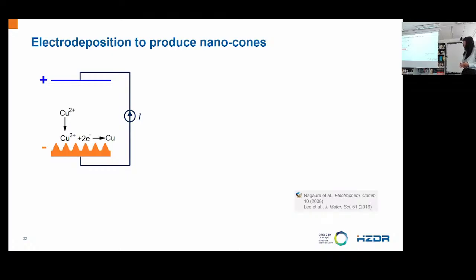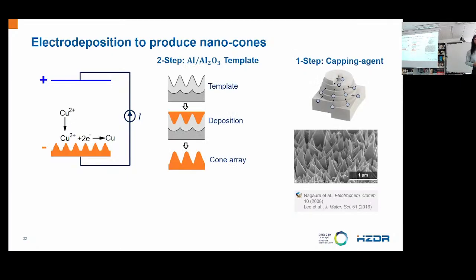So the key problem here is how to control the metal ions to deposit into the desired conical shape. One could either use a template, or instead of the template, add some capping agent into the electrolyte. So these are just molecules that will adsorb onto certain crystal faces on the deposit and block the growth in this direction, so that the deposit will have a directional growth into a conical shape. Compared to the template method, the one-step method is quite convenient and it's easy for industrial scaling up.